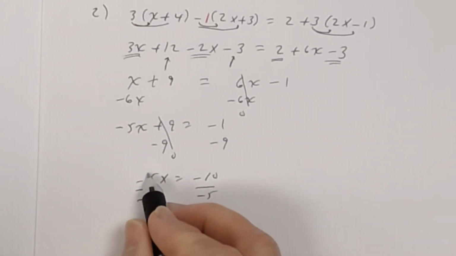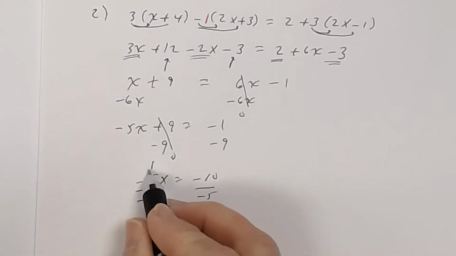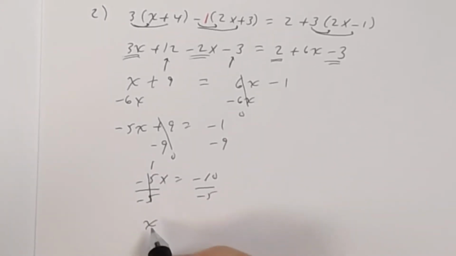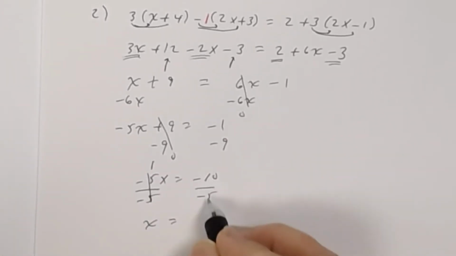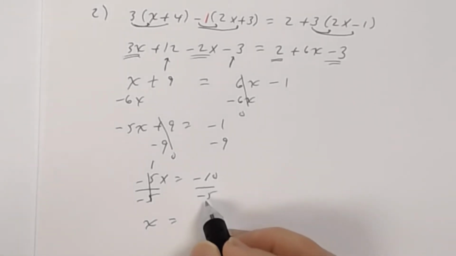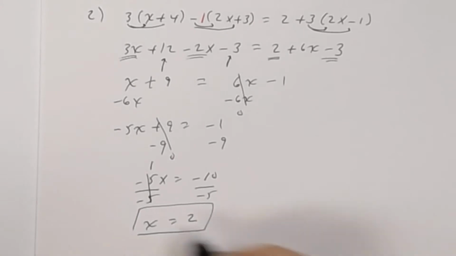And so when I do that, negative 5 divided by negative 5 is 1. 1 times x is x, and that's what you wanted on the left side. So you get x equal, and you have to know that a negative divided by negative is a positive, and 10 divided by 5 is 2. And so there's your solution. All right, so that was number 2.